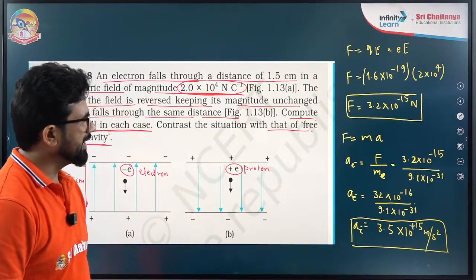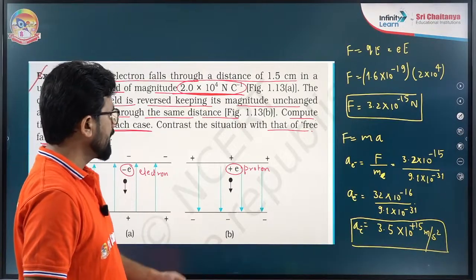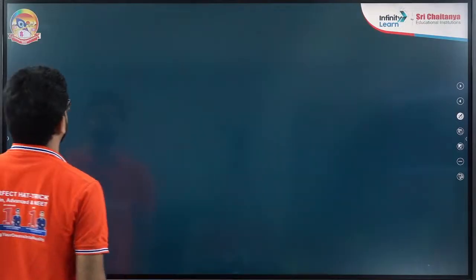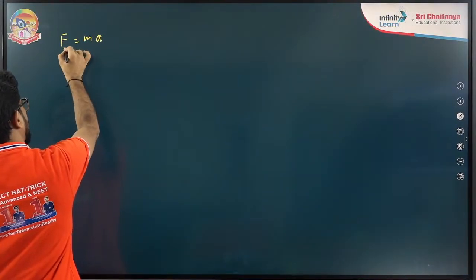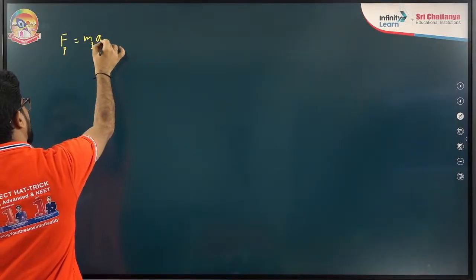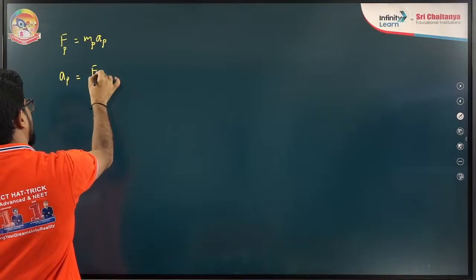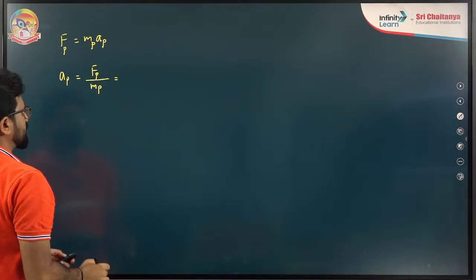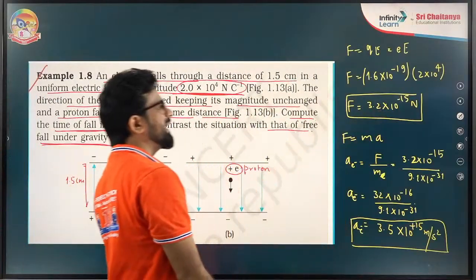This is for the electron that we have seen. Now, second, for the proton we can write similarly. What is that? F is equal to m into a. I am writing for the proton. So what is the acceleration of the proton? That is equal to F divided by the mass of the proton. What is the force? The force we have seen just now, 3.2 into 10 to the power minus 15.